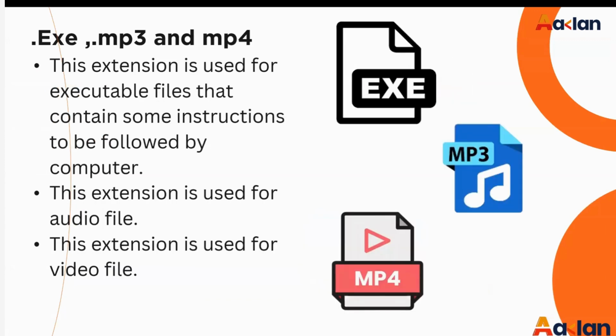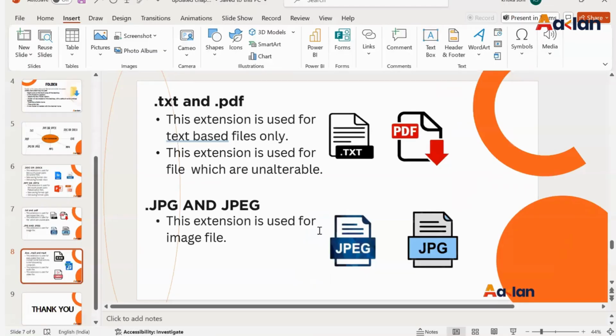.exe, mp3 and mp4. So class, .exe extension is used for executable files that contain some instructions to be followed by the computer. Let me give you some examples of exe, mp3 and mp4, right? The mp3 extension is used for audio files and the mp4 extension is used for video files.